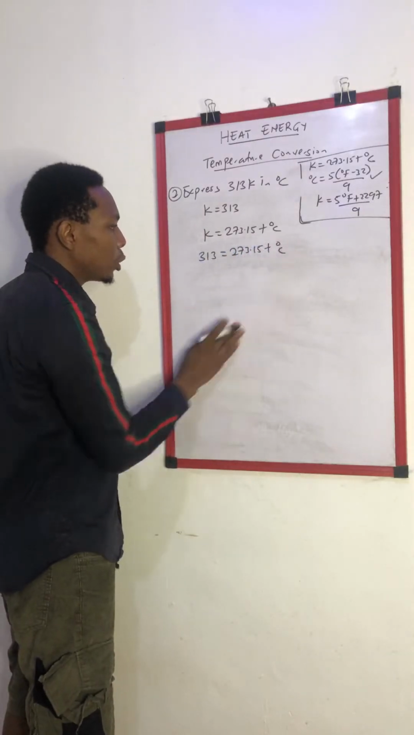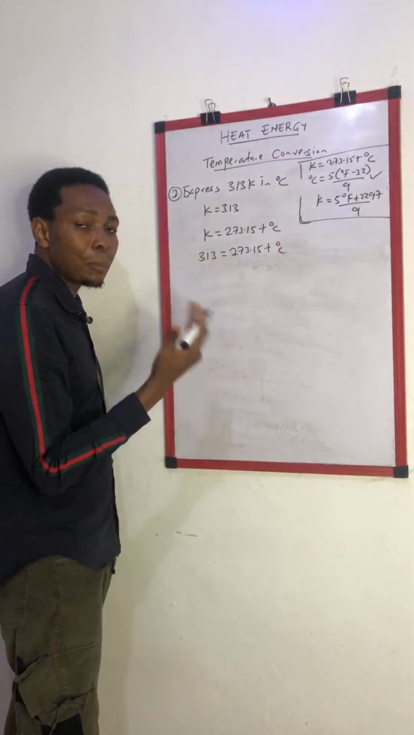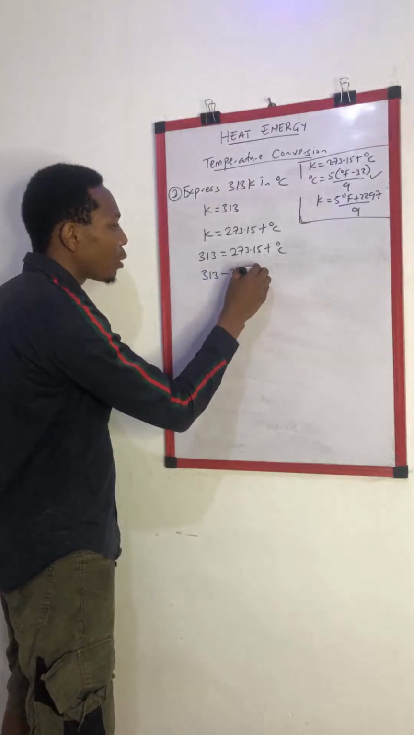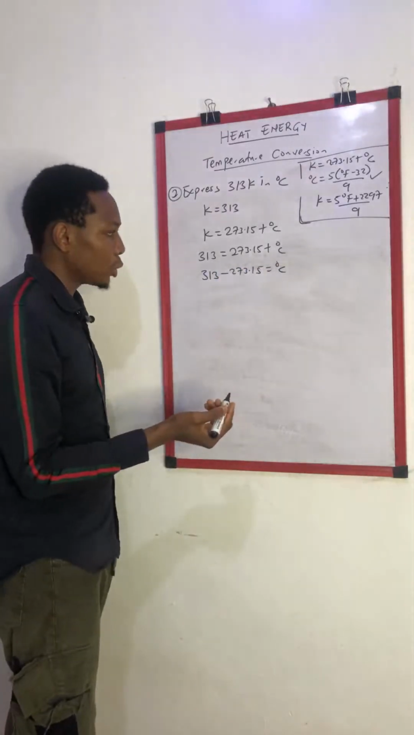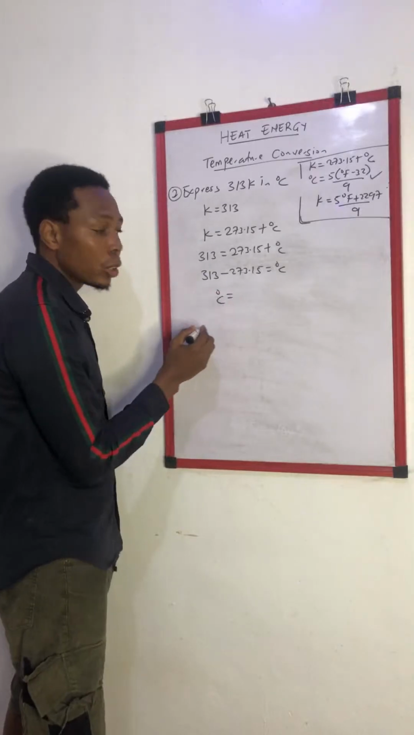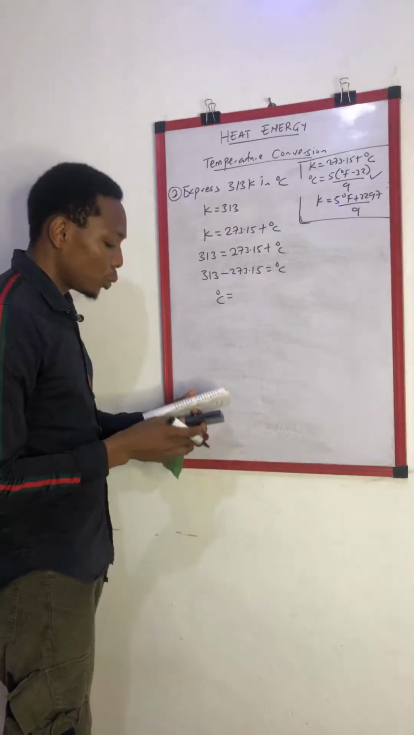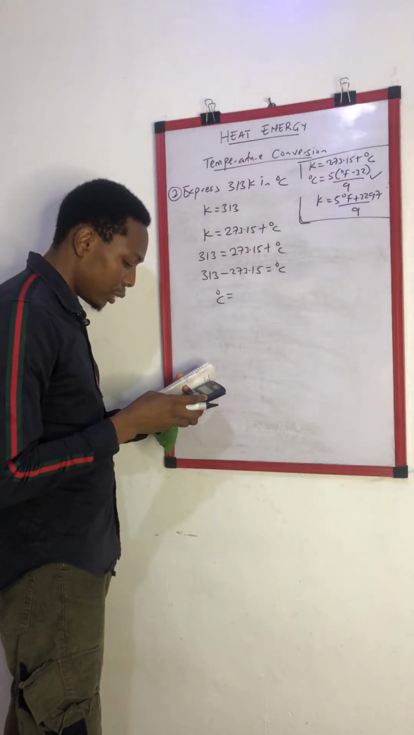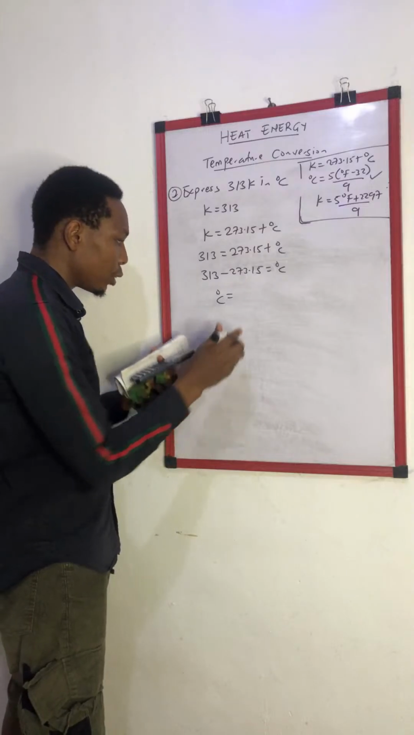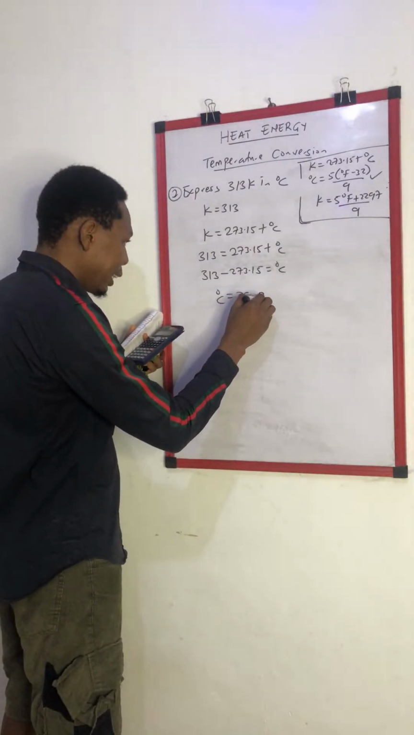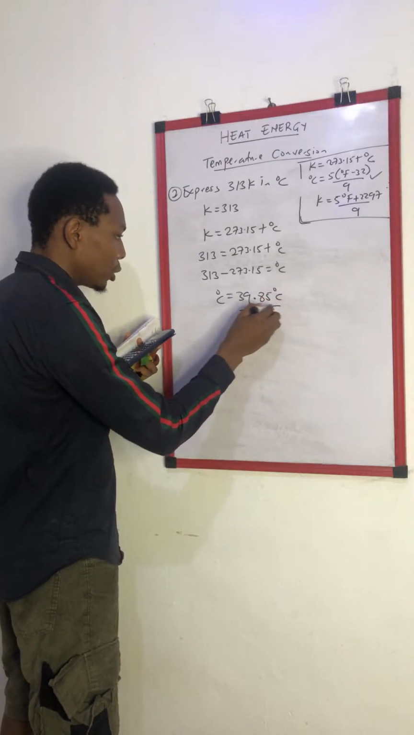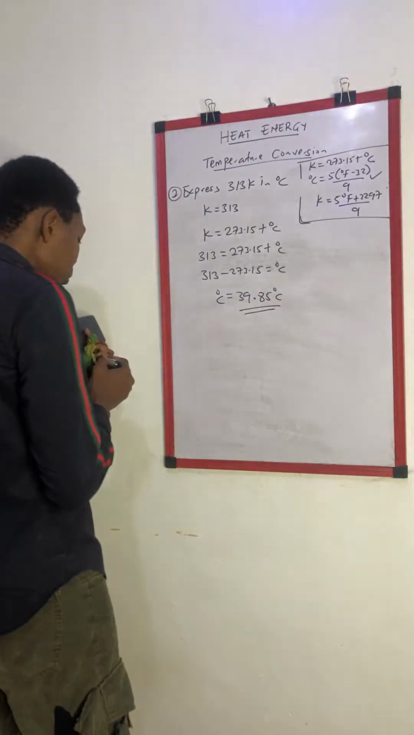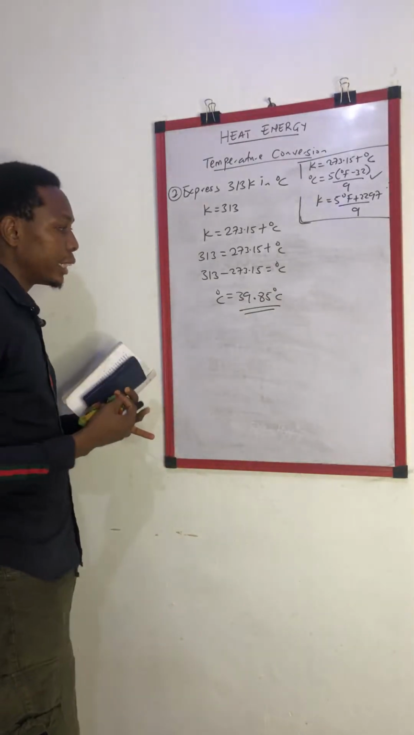273.15 plus degree Celsius. So once this is crossing over to the other side, it becomes negative. So we have 313 minus 273.15 equals to degree Celsius. So our degree Celsius is going to give us 313 minus 273.15. It's going to give us 39.85 degrees Celsius. So that is for that. So let's move straight to the next one.